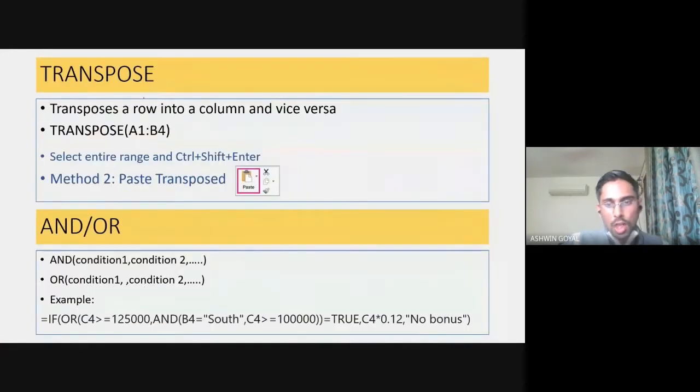Now let's move to transpose. Now transpose is another very useful function. Suppose there's a table and we want to transpose the table and we want to see the data in a different format. That is the scenario where we transpose a row into a column and vice versa. So I'll just again move to Excel. Transposing a table is one of the very common things that we do in Excel.